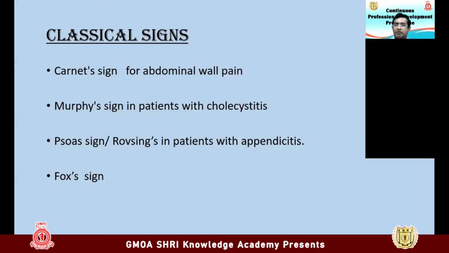Grey Turner sign, Cullen sign, and Fox sign. These are well described in patients with hemorrhagic pancreatitis, due to leakage of hemorrhagic exudate in pancreatitis. So these are very important for you to have a clue about the underlying pathology.